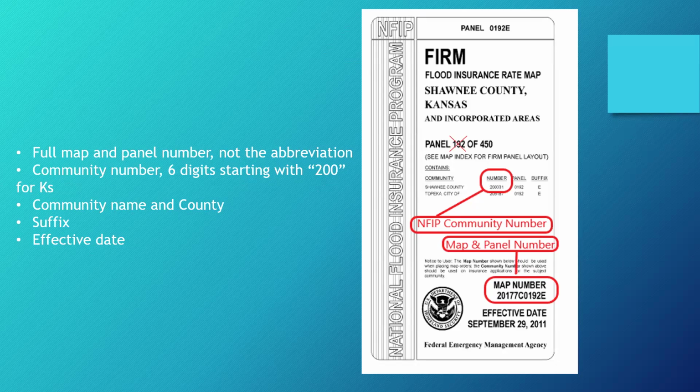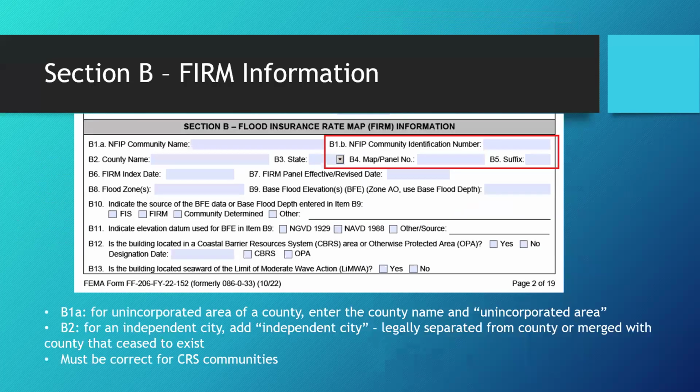For the community number, that is right there in the middle of this panel. So for Shawnee County, it's, I think, 200331. All Kansas communities except for Topeka, to my knowledge, start with 200. For some reason, Topeka starts with 205, but all the rest of them are 200. So that's the full numbers that you would need. So again, the 6-digit number goes in B1B, the full map and panel number B4, and then the suffix, which was E, goes in B5.